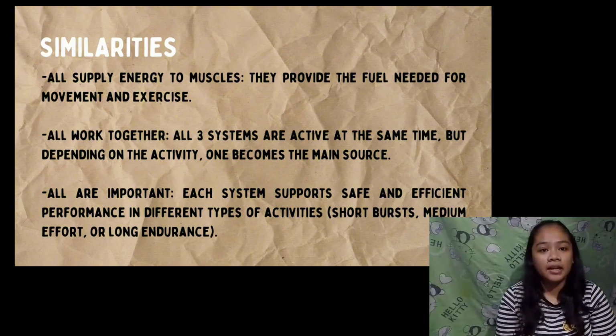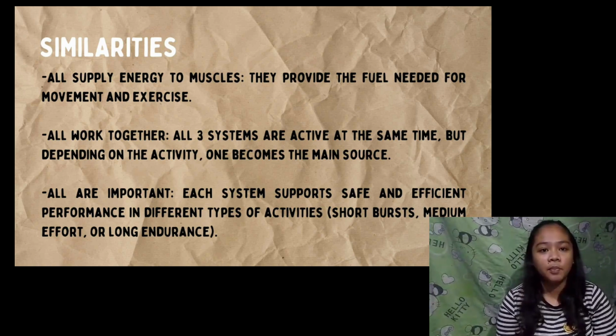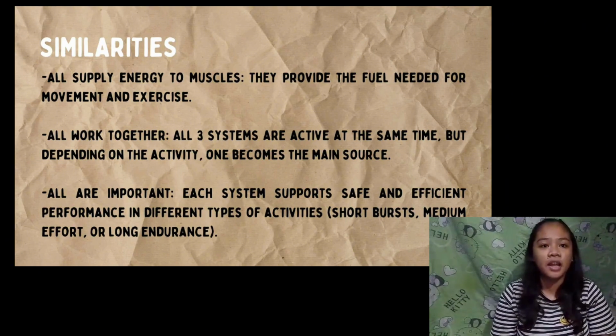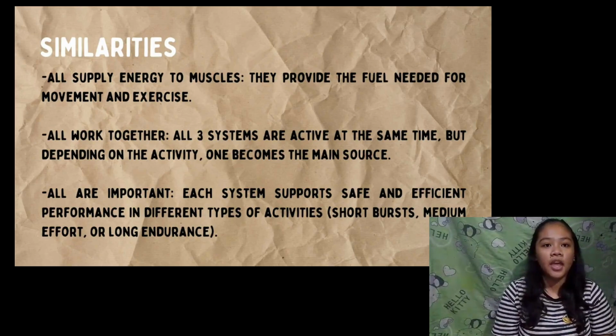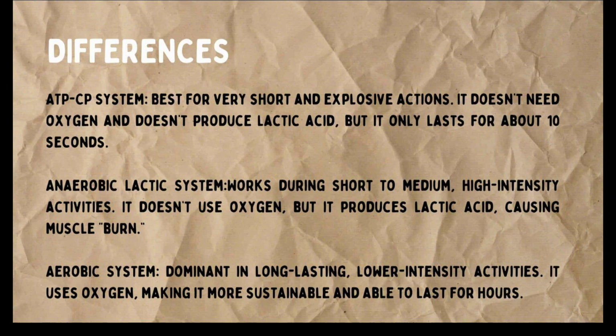All are important. Each system supports safe and efficient performance in different types of activity, short bursts, medium effort, or long endurance. So it means that each system is important for safety and effective performance of our body. So now, let's talk about the differences of the three systems, which are the ATP-CP or adenosine triphosphate and creatine phosphate, anaerobic, and aerobic system.